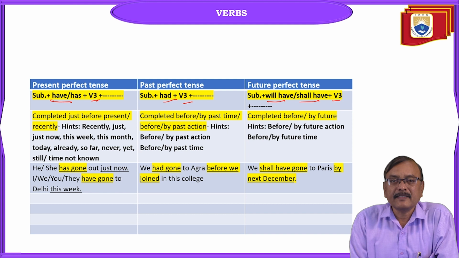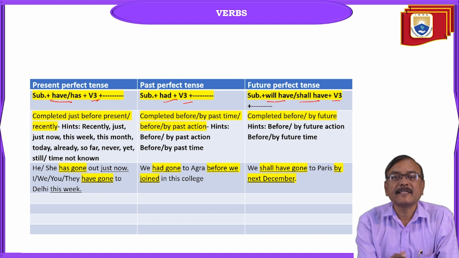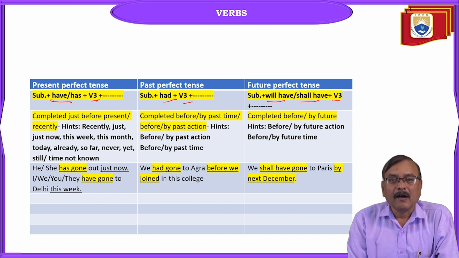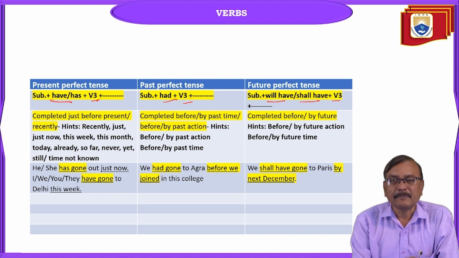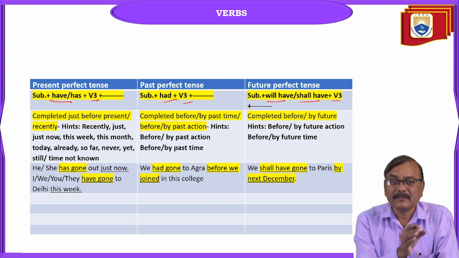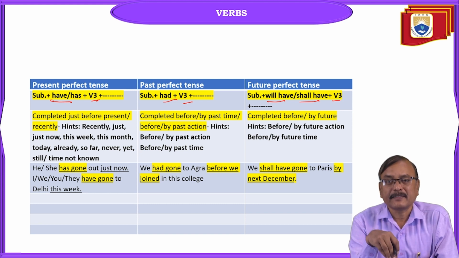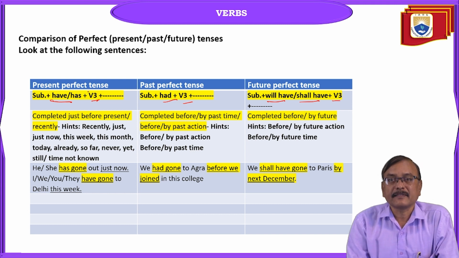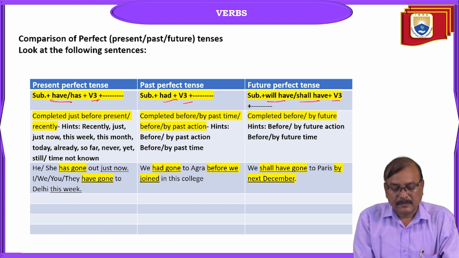Present perfect tense indicates the actions that happened just before the present time, means recently completed actions, or the actions completed in the past but their effect is still there, the result of the actions is still felt at present, okay. For such type of actions we use present perfect tense. Is it clear? Right? Okay.